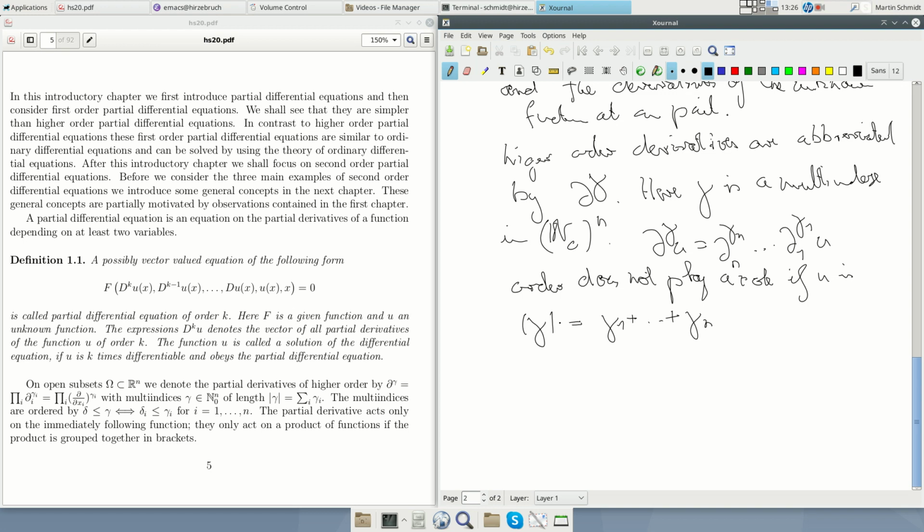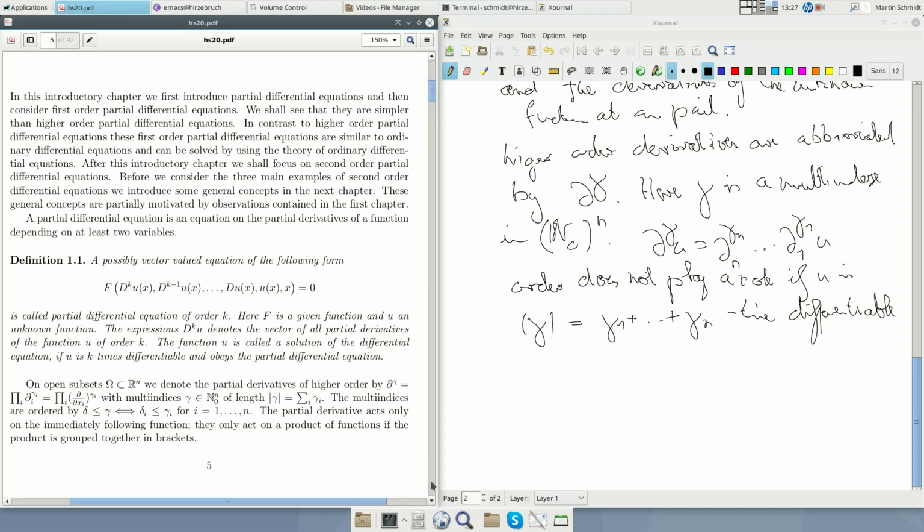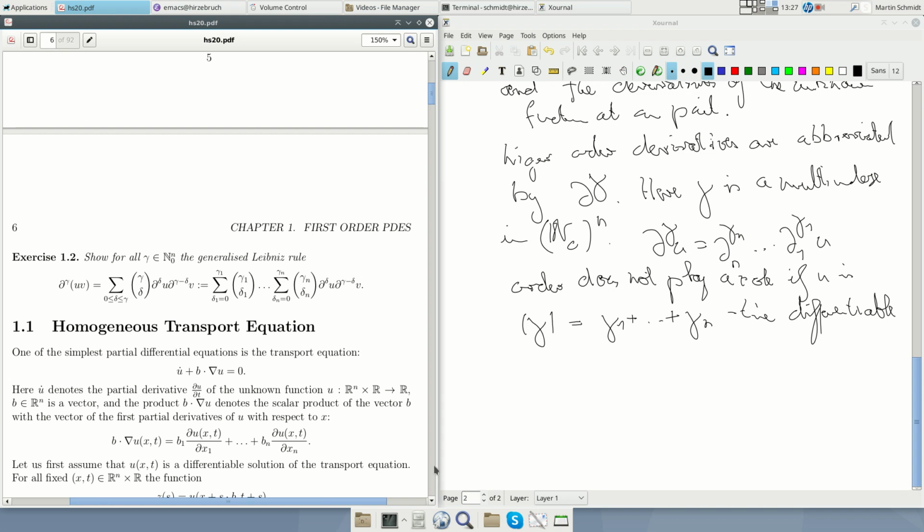So we abbreviate the sum of all this if u is n times differentiable, since then all the derivatives commute. So in this situation, this doesn't depend on this order. Of course, we write it this way, but that is just one way. We may also write it differently.